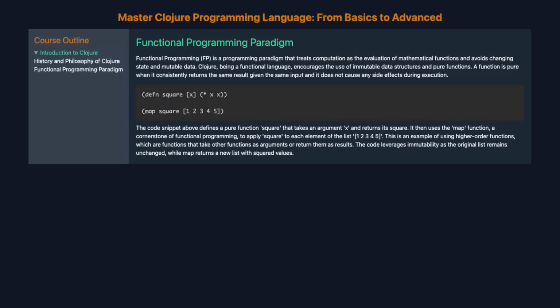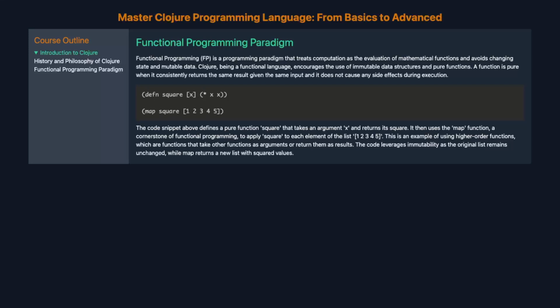Functional Programming Paradigm. Functional programming, FP, is a programming paradigm that treats computation as the evaluation of mathematical functions and avoids changing state and mutable data. Clojure, being a functional language, encourages the use of immutable data structures and pure functions. A function is pure when it consistently returns the same result, given the same input, and it does not cause any side effects during execution.